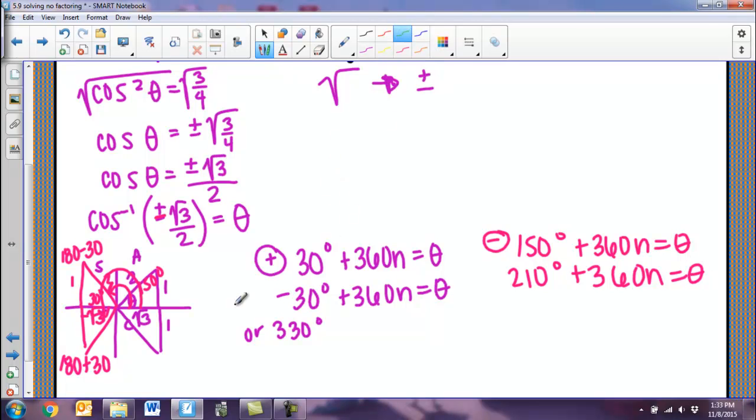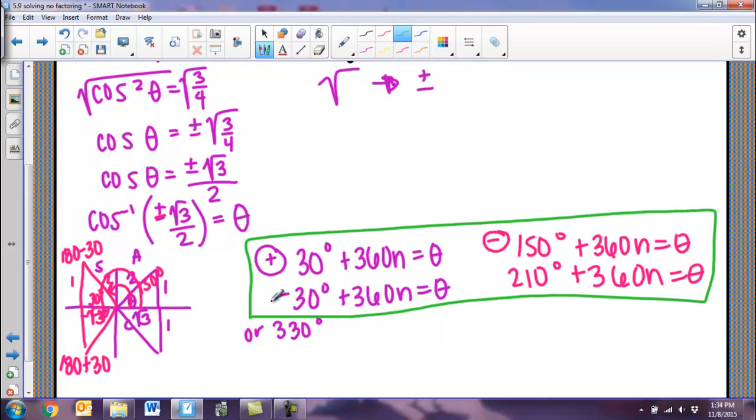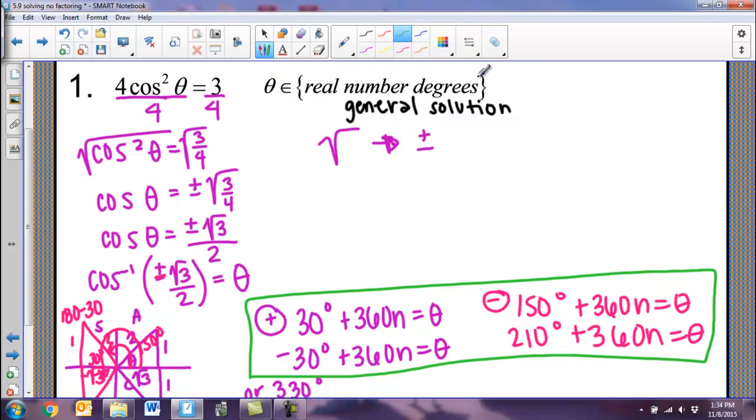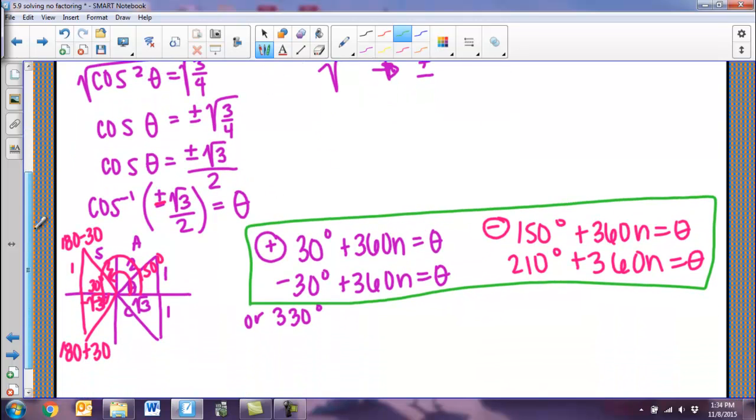So when we have plus or minus, we have a ton of answers. Okay, when you do the plus or minus there, you're going to find all the places on that unit circle that have that reference angle pretty much. So again, if they give you a problem like this and they ask you for theta is all real number degrees or x is all real numbers, you're finding a general solution. And when you take a square root of a trig function, don't forget to plus or minus to the other side. Otherwise, you're going to lose two of your general solutions.